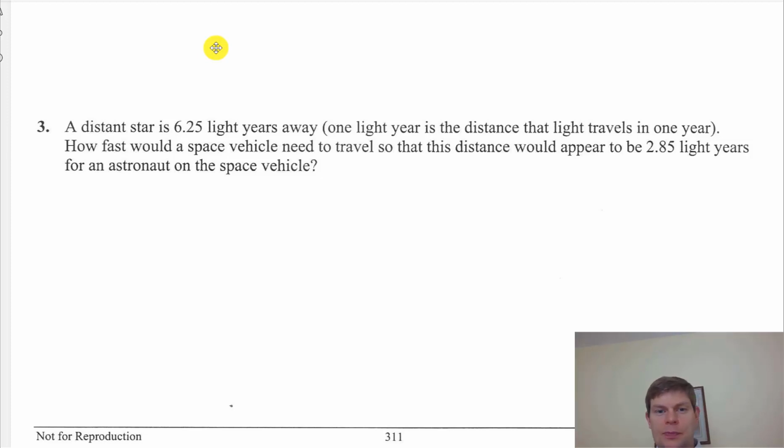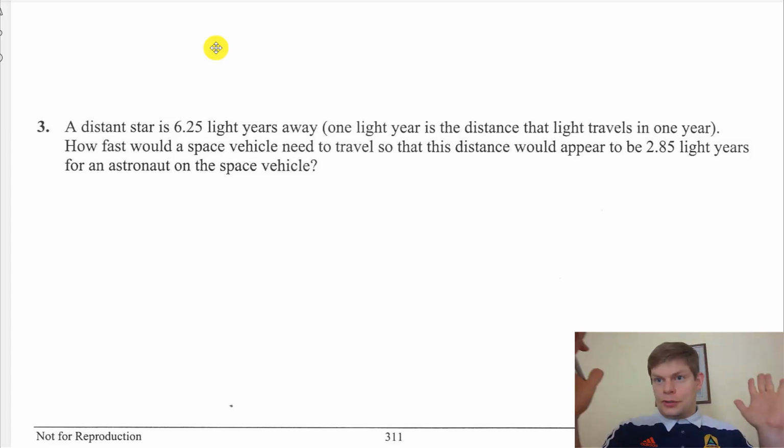How fast would a space vehicle need to travel so this distance would appear to be 2.85 light years for an astronaut on the space vehicle? So they're moving really fast, so space seems compressed in their direction of motion. They feel like they're at rest, the universe is moving, so the whole universe will appear compressed to them in their direction of motion.